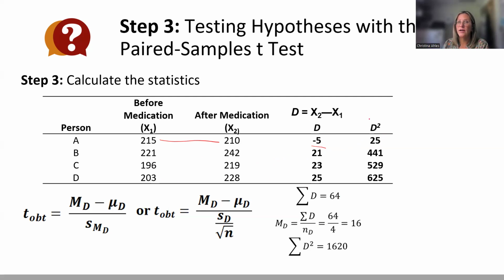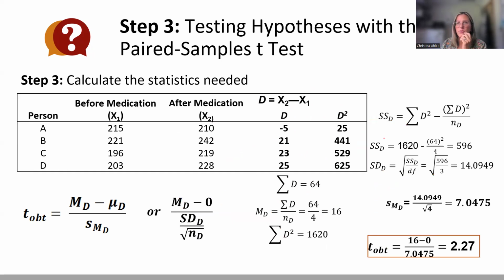Then we get our sum of D squared. So you have to square each individual and then add, right? Which you end up with 1620. So then we get our mean as well. So that sum of D divided by the sample size, there's only 4 participants. We get a mean difference of 16. Now we have everything we need to calculate, because once we get our differences, we can ignore the original data, basically. No longer need it. You're just basically going to conduct that one sample t-test.